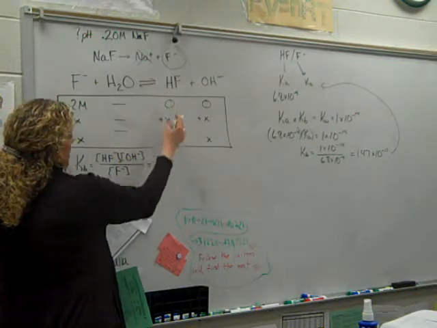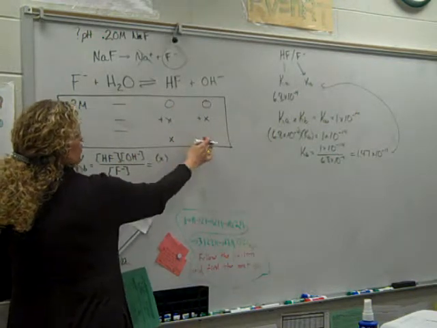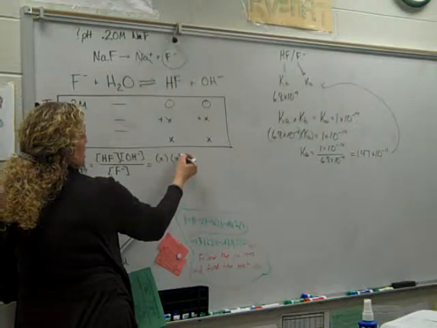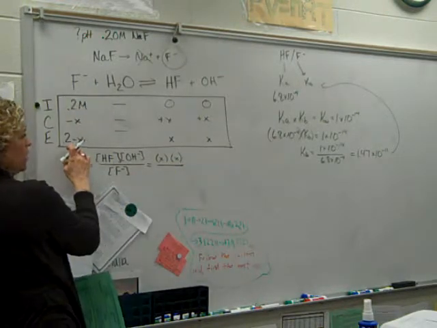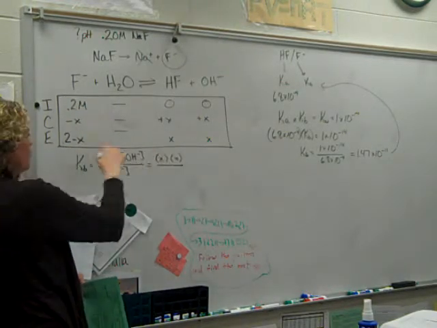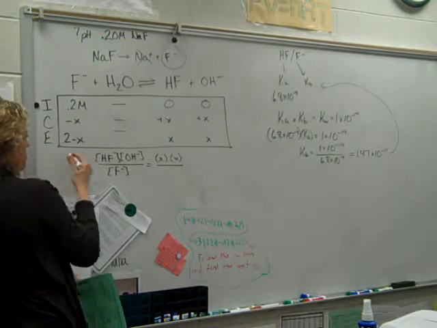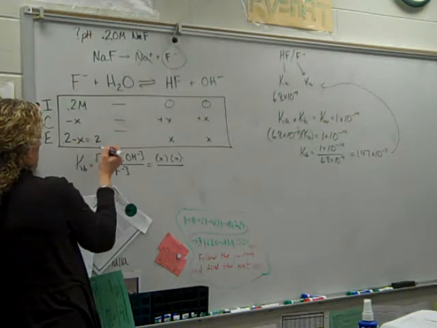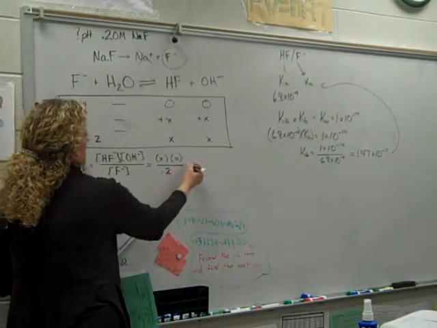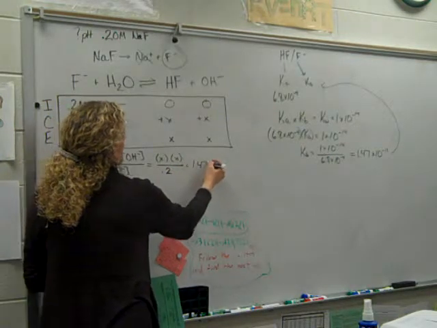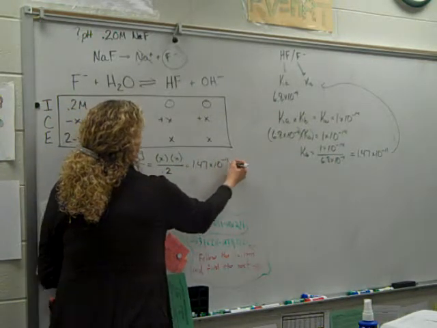For HF, it's going to be x. For OH minus, it's going to be x. And down here, is our K low enough to ignore the x? Yeah. All right, and we're going to set that equal to 1.47 times 10 to the negative 11.